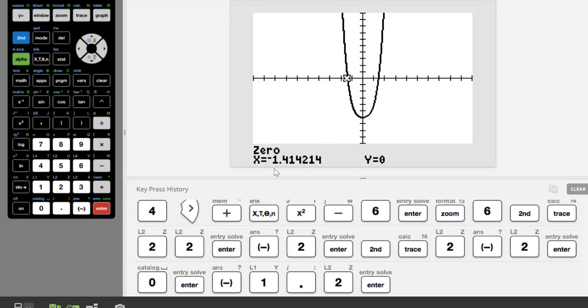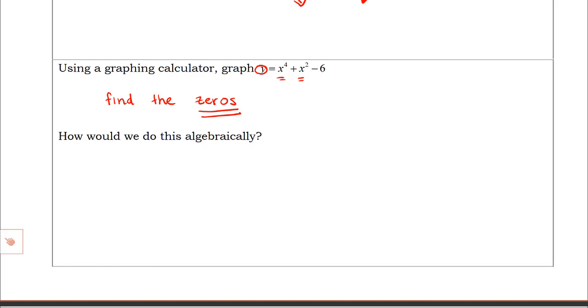1.4142. Anybody know that number? Might be root 2, huh? Maybe. And if we do the other side, looks like there's symmetry here, right? What do you think the right one will be? Positive root 2, maybe? All right. Let's see. Algebraically, I think there are factors.